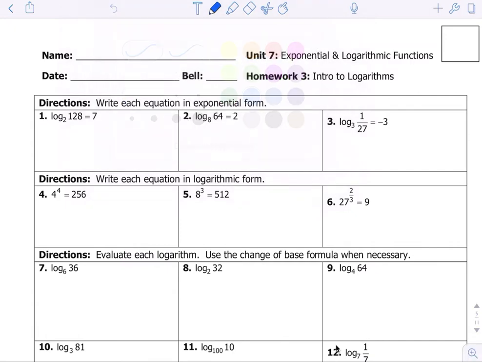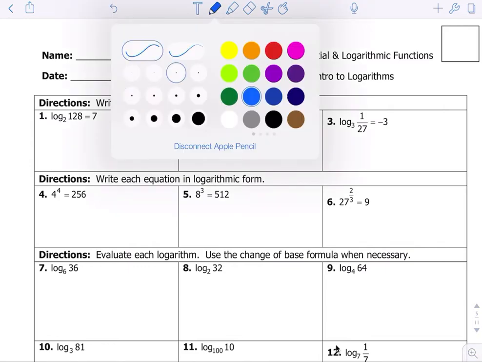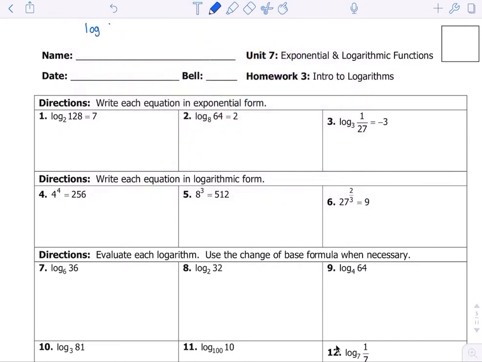In your notes, you have this. Okay, so we have log form, which is log base b of a is equal to x. And we have something called exponential form, which is b to the x is equal to a.